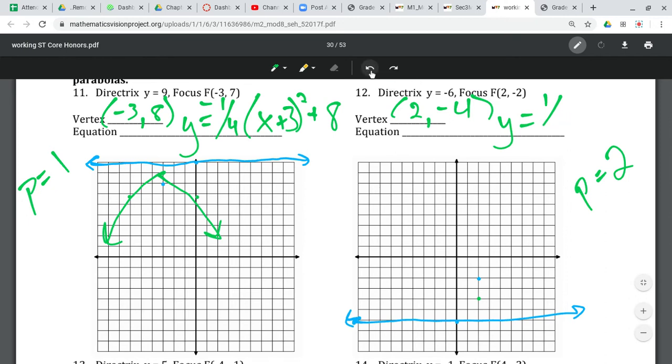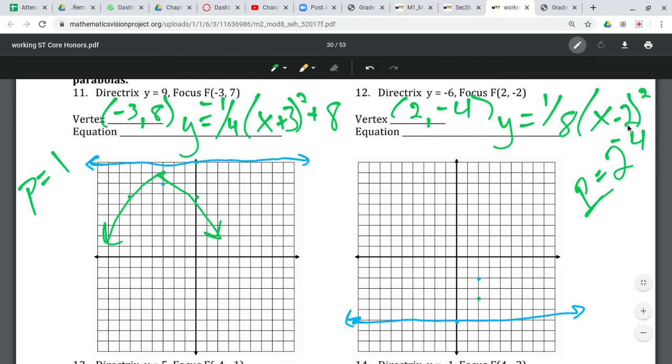No, we take 1/4 and we multiply the 4 by our p-value. So 4 times 2 is 8. So this is going to be 1/8, and then (x minus 2) squared minus 4, since that came from our vertex there. So there is our equation.